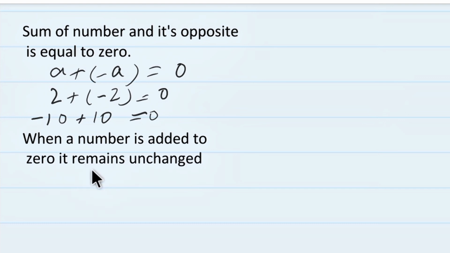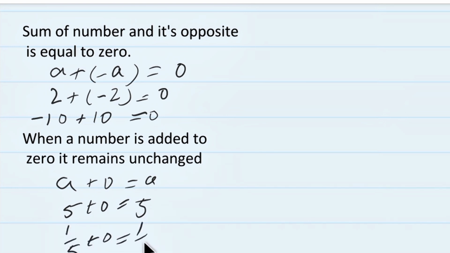Another property of numbers is that when a number is added to 0, it remains unchanged. That is, a plus 0 is equal to a. For example, 5 plus 0 is 5. That is, when we have added 5 to 0, the number remained unchanged. Similarly, 1 over 5 plus 0 is 1 over 5. Another example could be 1000 plus 0 is equal to 1000.